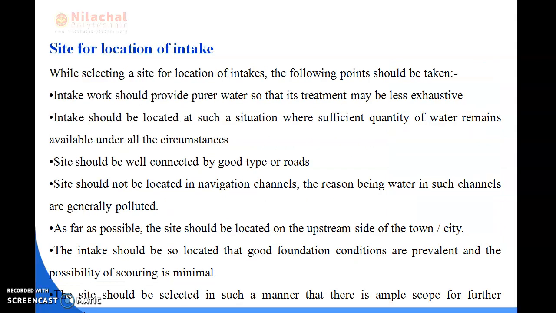What are the locations? The sites should be well connected with good roads, and should be located where a sufficient quantity of water is available. Sites should not be located in the navigation channels, and should be selected where there is ample scope for future expansion. The sites should be located on the upstream side of the town or the city. So this is the location of the intake.